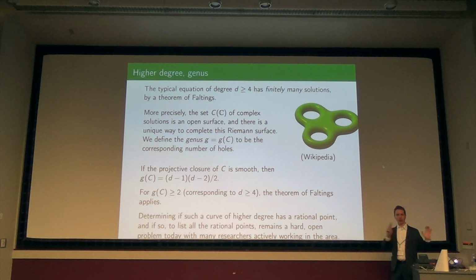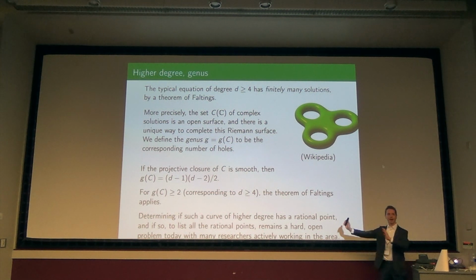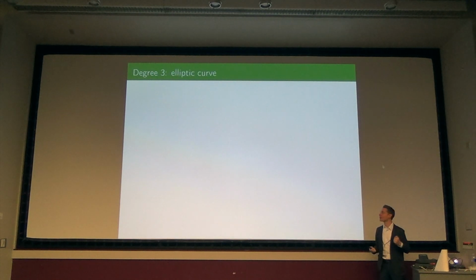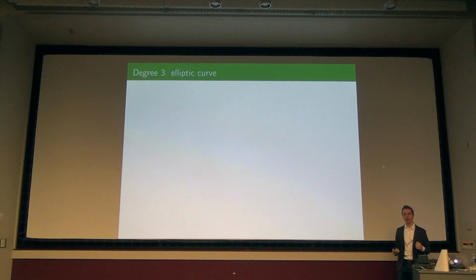Okay, so that's the other extreme case. We did degree 1 and 2. Degree greater or equal to 4 is too hard. So what's left in the middle, in our Goldilocks world where the porridge is just right, would be degree 3. So let's talk about degree 3. These will be our elliptic curves.